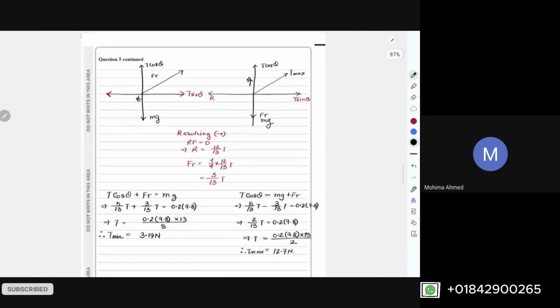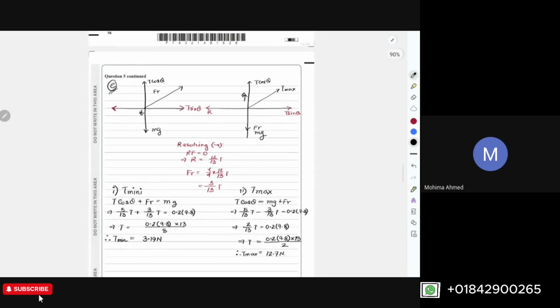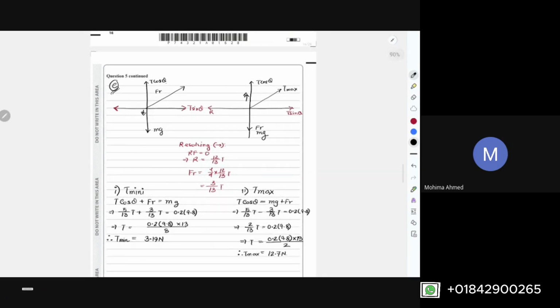Is this clear for part 5C2? This was C1 and this was C2. Asri, any question from your side? No, teacher. Okay, then just 1 minute.